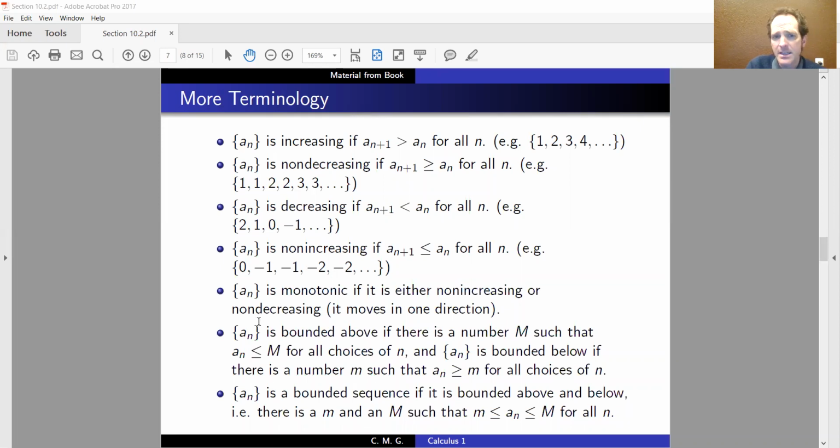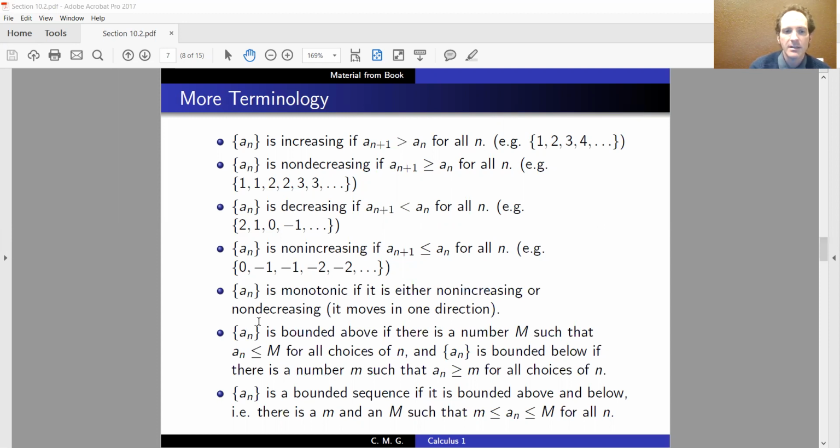And then we call a sequence monotonic if it is either non-increasing or non-decreasing, meaning it either stays the same or moves, but only in one direction. And that direction is either increasing or decreasing. As long as it's doing same or increasing, or same or decreasing, it's monotonic. Monotonic, meaning essentially one direction, is something we really will be able to do some stuff with.